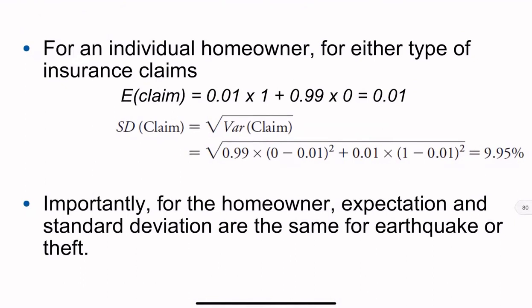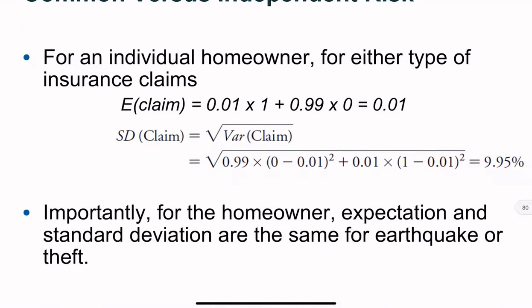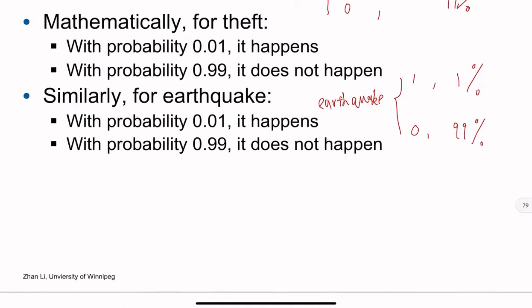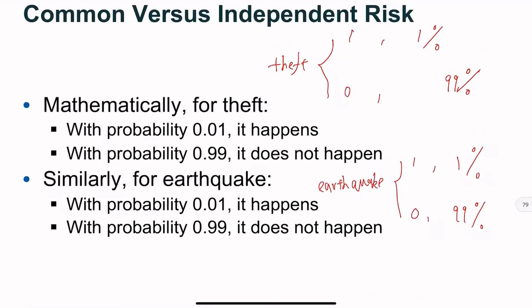So let's think about this from the perspective of an individual homeowner, right? So here what we want to calculate is the expected claim and the standard deviation of insurance claim. Again, if you look at this probability distribution here, it says theft happens with 1%.